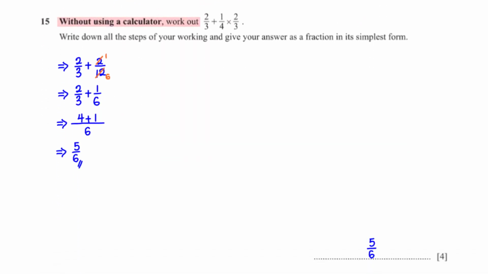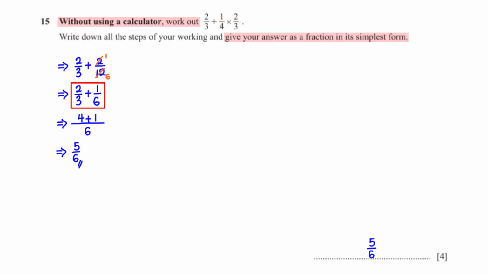Without using a calculator, work out 2 over 3 plus 1 over 4 times 2 over 3. Write down all the steps of your working and give your answer as a fraction in its simplest form. First, we multiply 1 over 4 and 2 over 3. So for the numerators, 1 times 2 is 2, and for the denominators, 4 times 3 is 12. 2 goes into itself once and goes into 12 6 times. So now we have 2 over 3 plus 1 over 6.